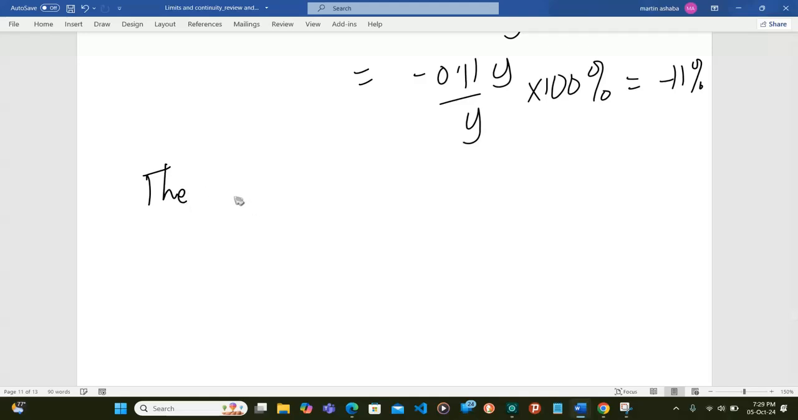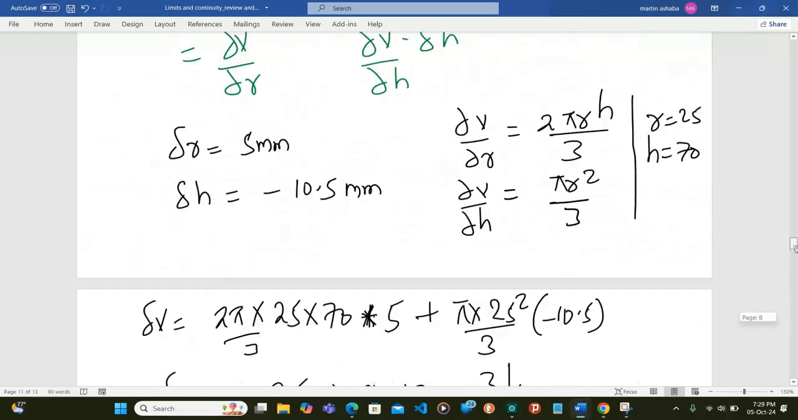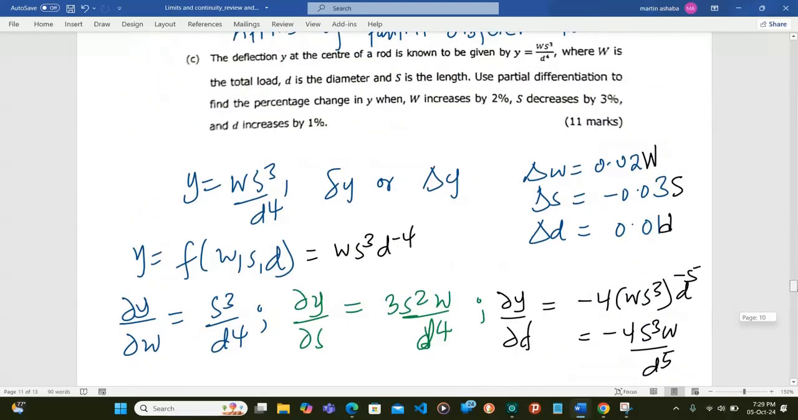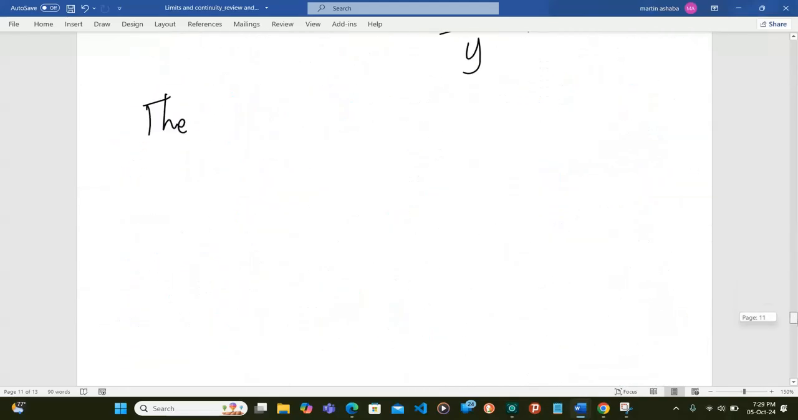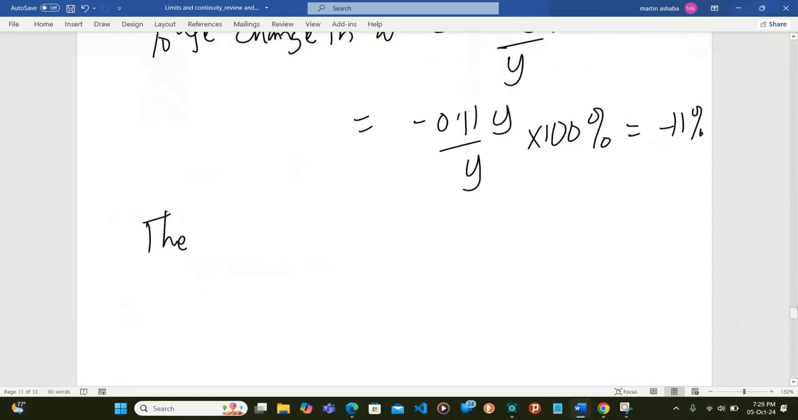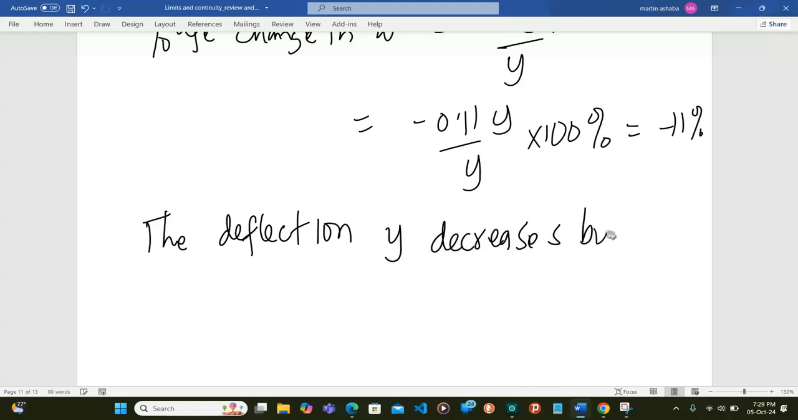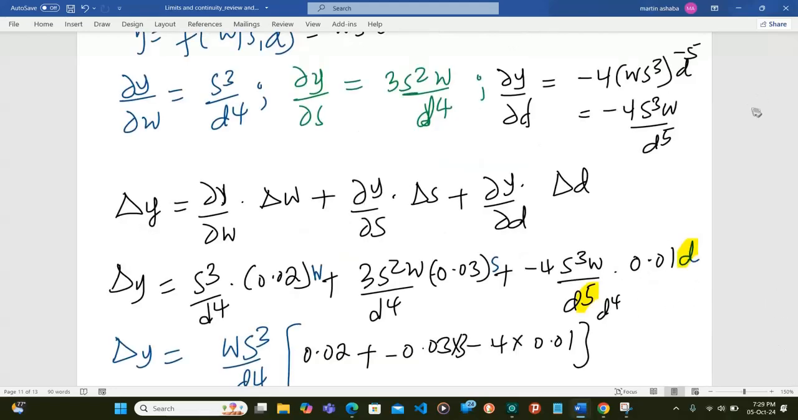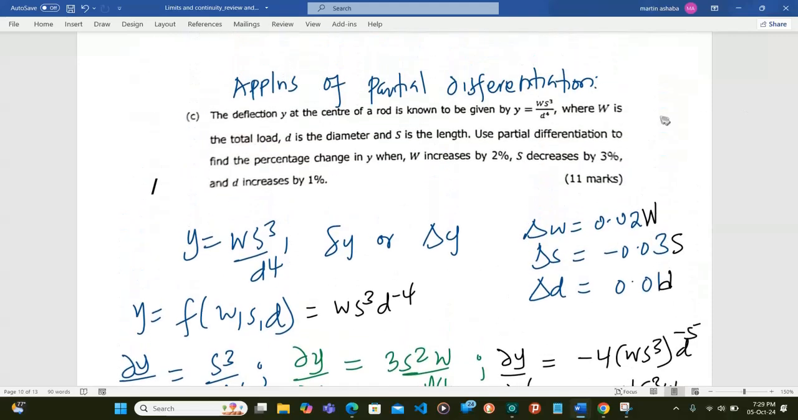That means the y, what was it? Let's check in our question. Y is the diffraction. So the diffraction y decreases by 11%. That is the interpretation. I hope you can understand how we started.